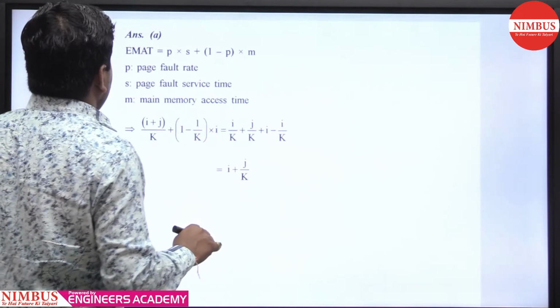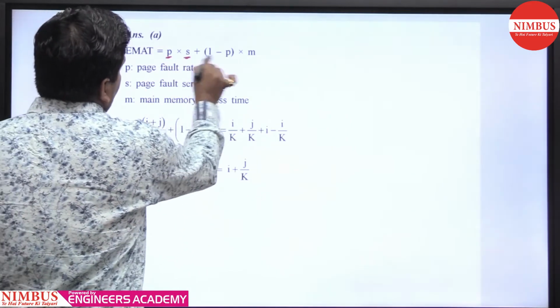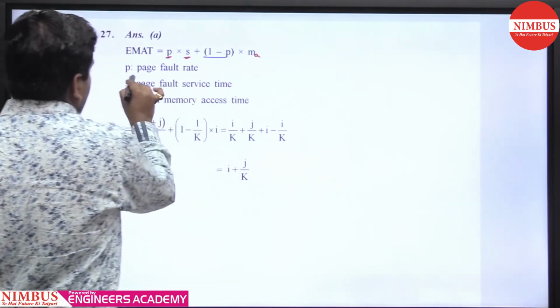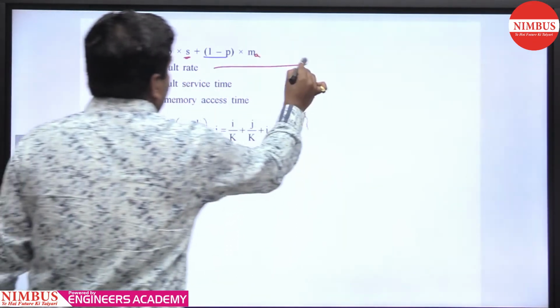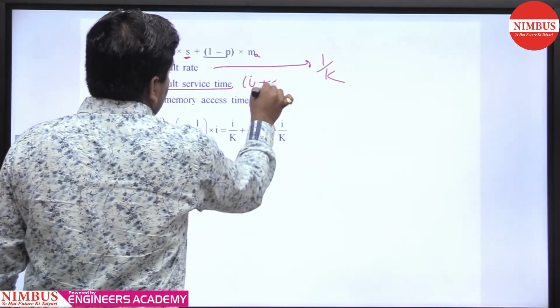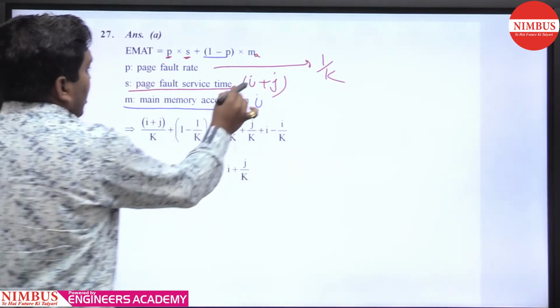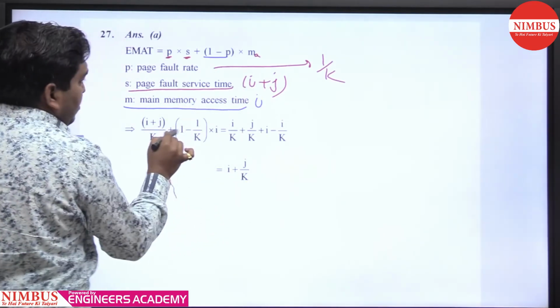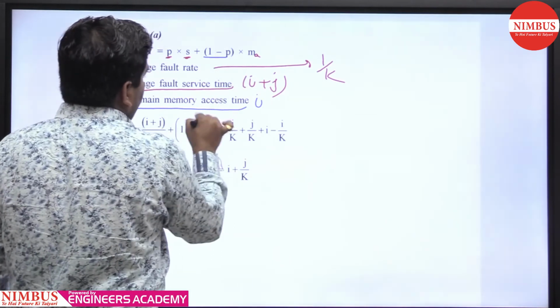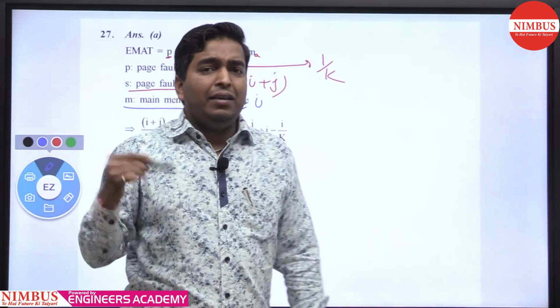Here you can see effective memory access time means page fault rate into service time plus 1 minus page fault rate into memory access time, where P is the page fault rate, that is 1 by K, and S is the page fault service time, that is I plus J, and M is the main memory access time I. So what will happen? I plus J by K plus 1 minus 1/K times I, so the answer you are getting is I plus J by K.